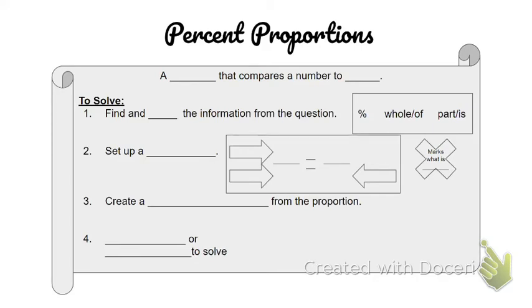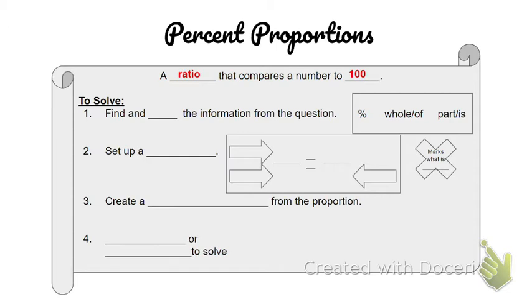All right, so we're going to be working with percent proportions. Before the break, we were working with proportions, but now we're going to be doing them in terms of a percent. And personally, I think that these are easier than the proportions we did before break. So the first thing we need to know is what a percent proportion means. A percent proportion is a ratio that compares numbers to 100. So we're always going to be comparing to 100 because percent is always over 100.